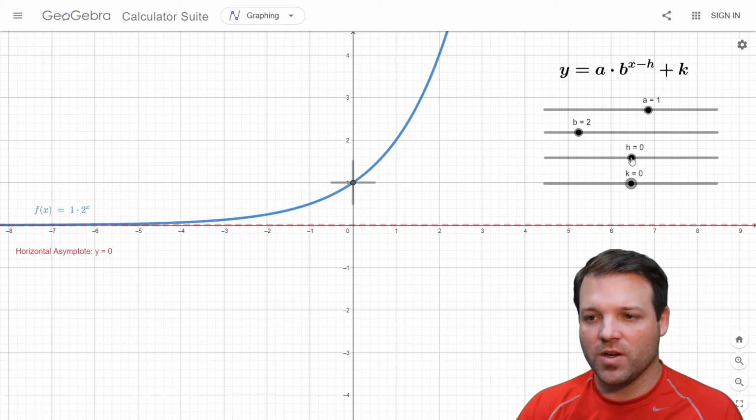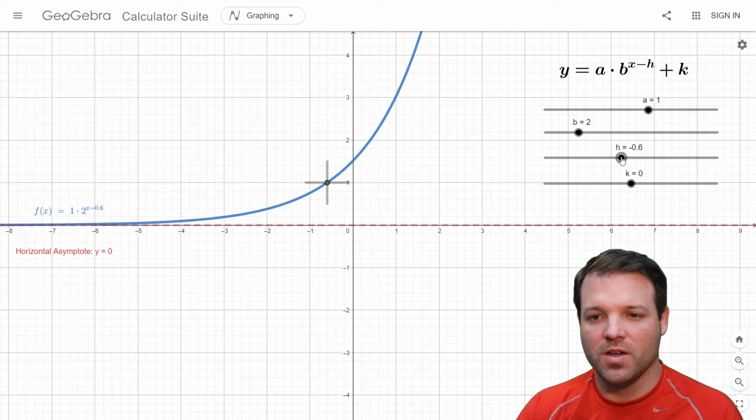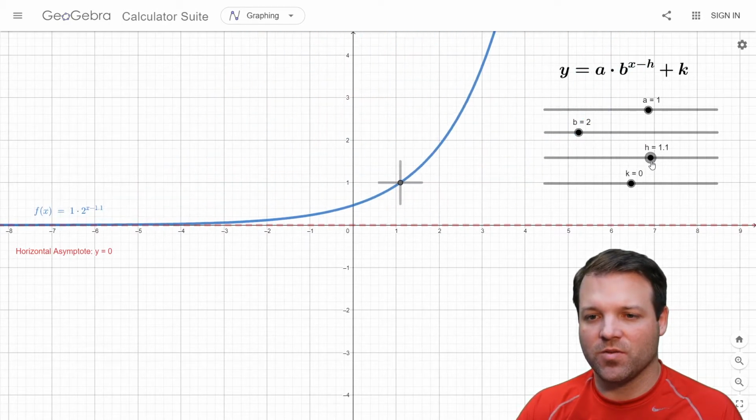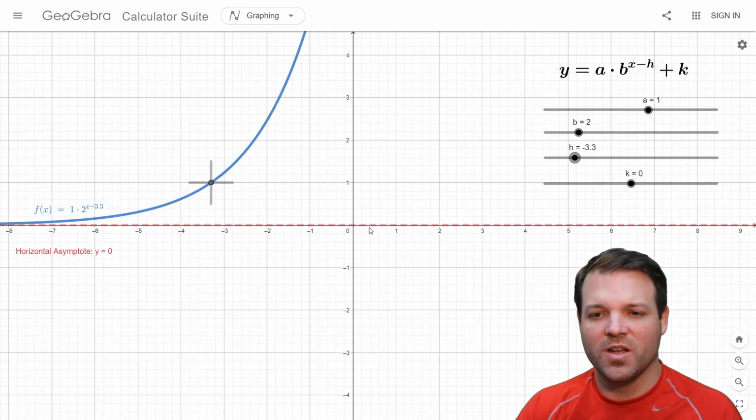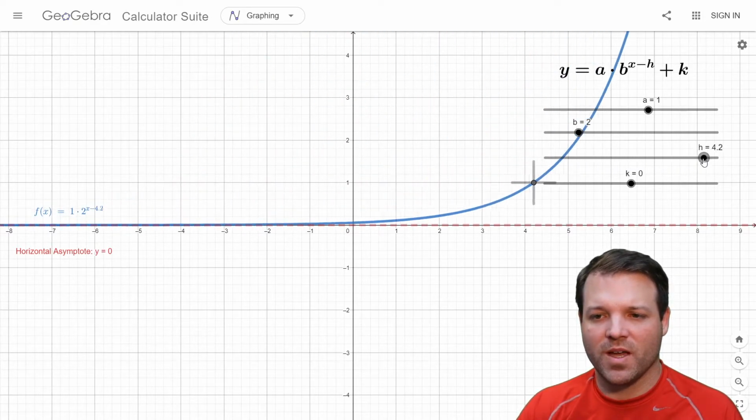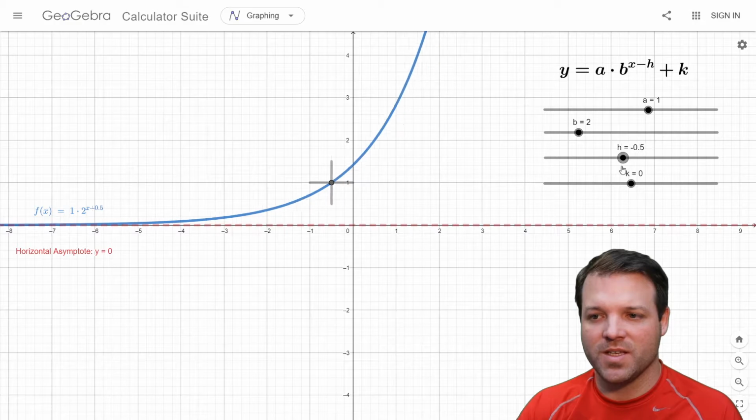But anyways, let's go ahead and do a horizontal shift now. And so you can see that the entire graph is shifting to the left and right, including the horizontal asymptote. But notice it's not really changing because it's already just a horizontal line, right? But the whole thing is in fact shifting to the left and the right based on this h value.